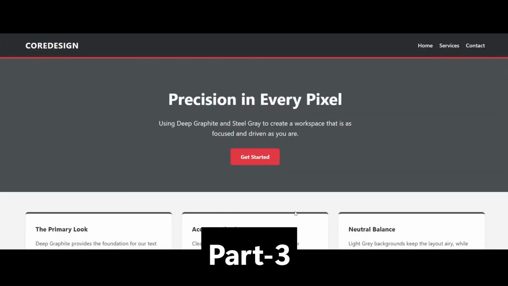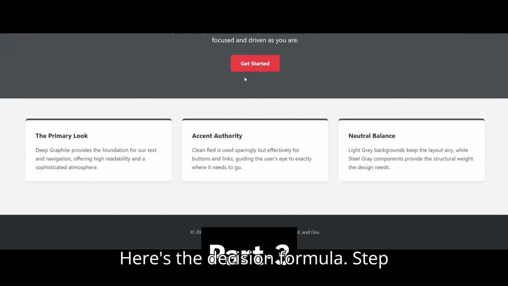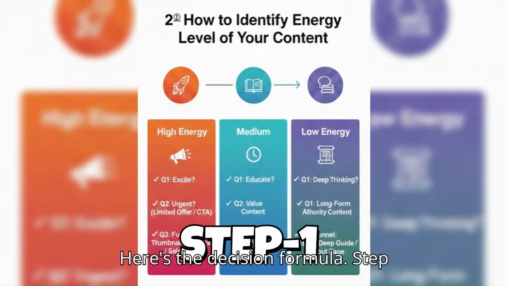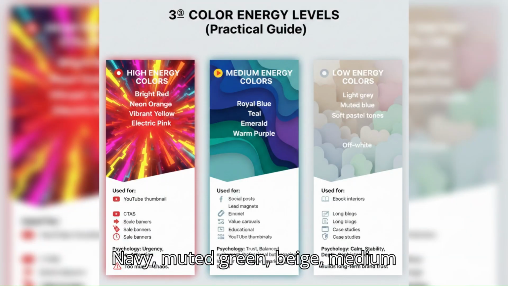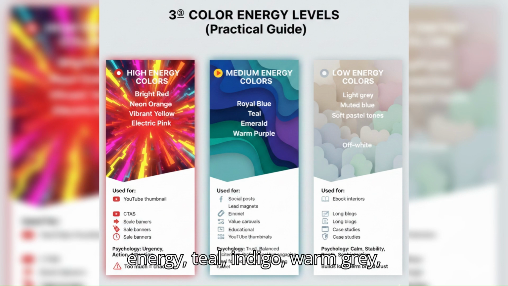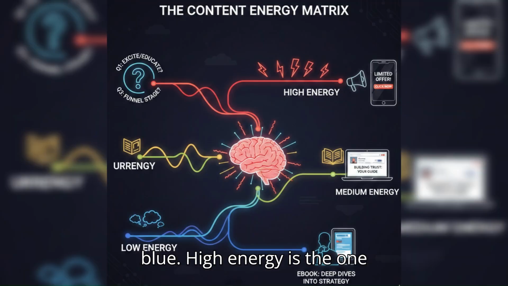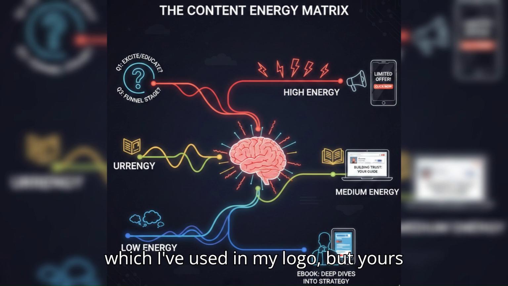Part 3. How to select the right colors. Here's the decision formula. Step 1. Define your energy level. Low energy is equivalent to navy, muted green, beige. Medium energy: teal, indigo, warm grey. High energy: red, orange, bold blue. High energy is the one which I've used in my logo, but yours may be different.